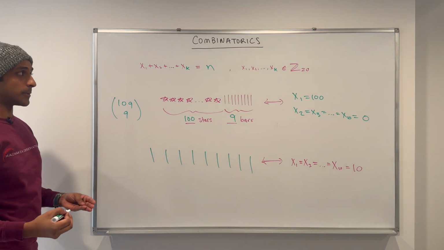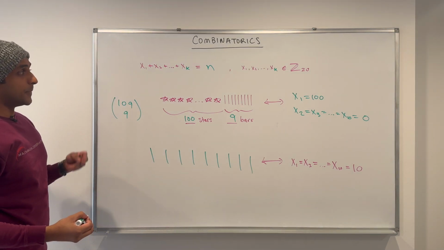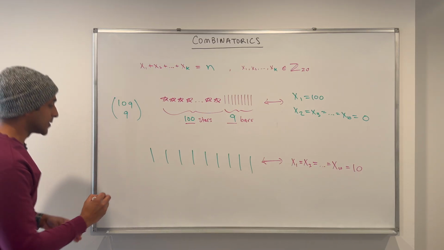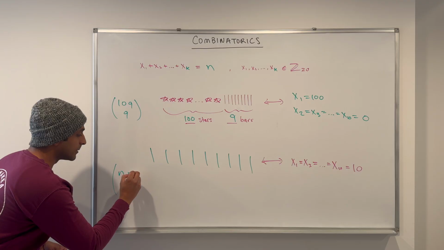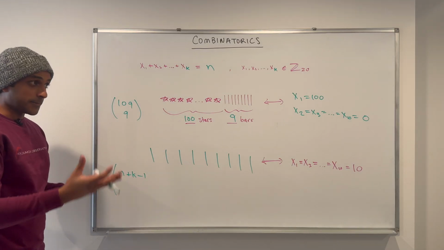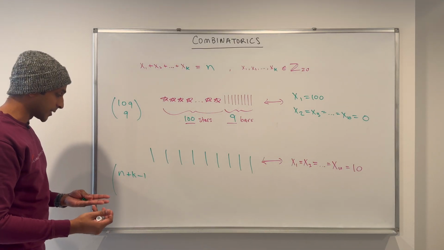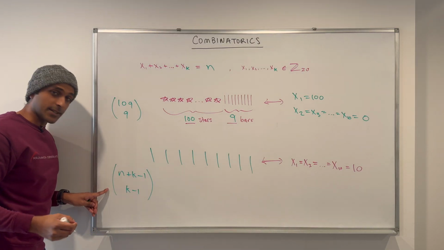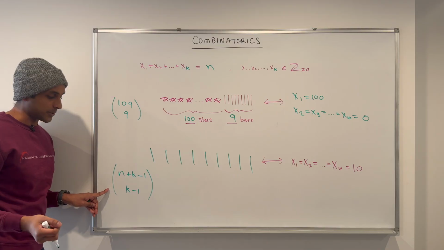How many solutions are there? Well, there should be k minus 1 bars and n stars. So in total, there should be n plus k minus 1 characters in the string, and k minus 1 of them are bars, so we can just choose where they go. So this, in general, is the answer to the question.